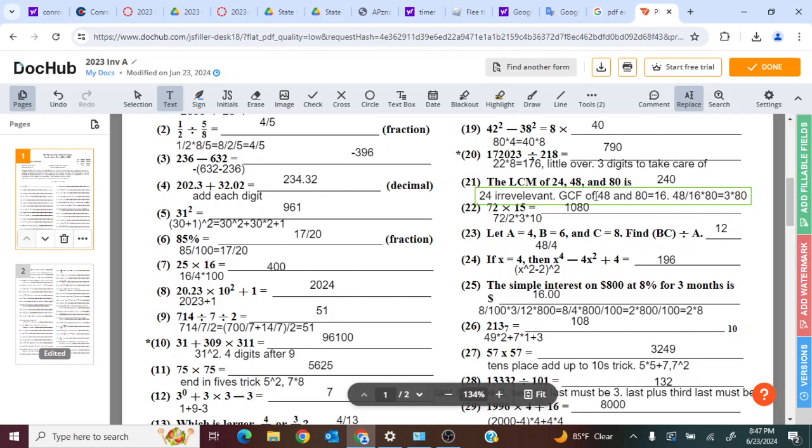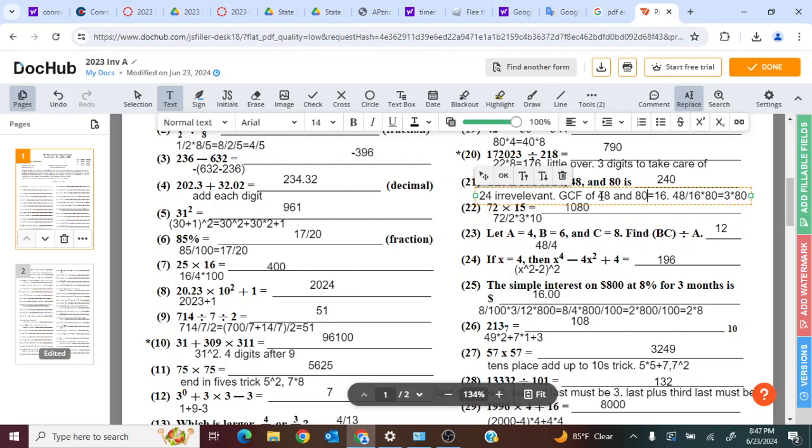You find the greatest common factor of 48 and 80. In this case, that value is 16. And then you do the two numbers multiplied, divided by that GCF. So to make the multiplication easier, 48 over 16 times 80 instead of 48 times 80 over 16. Now you just have 3 times 80 is 240.